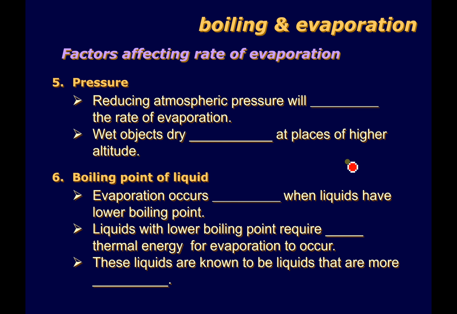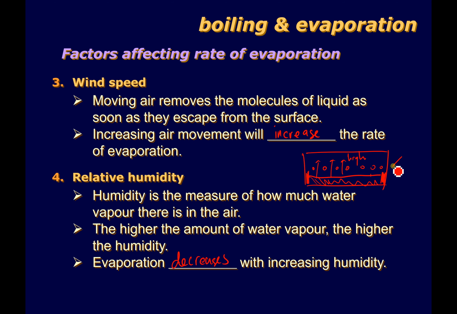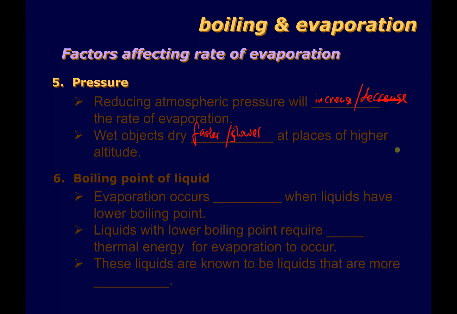The next part will be pressure. Reducing atmospheric pressure will, think about it. We can discuss this tomorrow. And how about wet objects? Do they dry faster or slower at places of higher altitude? Faster or slower? We'll discuss this when the time comes. Reducing atmospheric pressure will increase or decrease evaporation? I think this is something fun to think about. It's similar to this diagram that I drew here, so you may want to do the same thing.